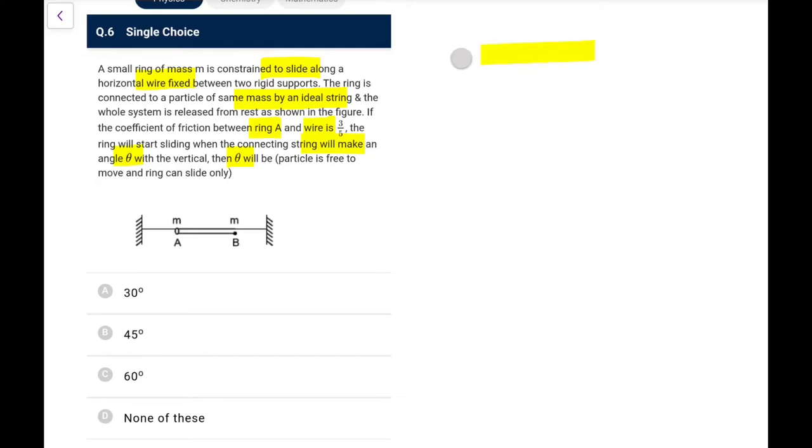Okay, let me change the pen. This is being fixed. Let's assume this is the ring and let's say it goes something like this. Let's say it has gone by, now this angle becomes theta. So from energy conservation, I can directly make out this height would be L cos theta. So mg L cos theta is the loss, that would be equal to half mv square, because till now it has not moved. So v is equal to root 2 g L cos theta.